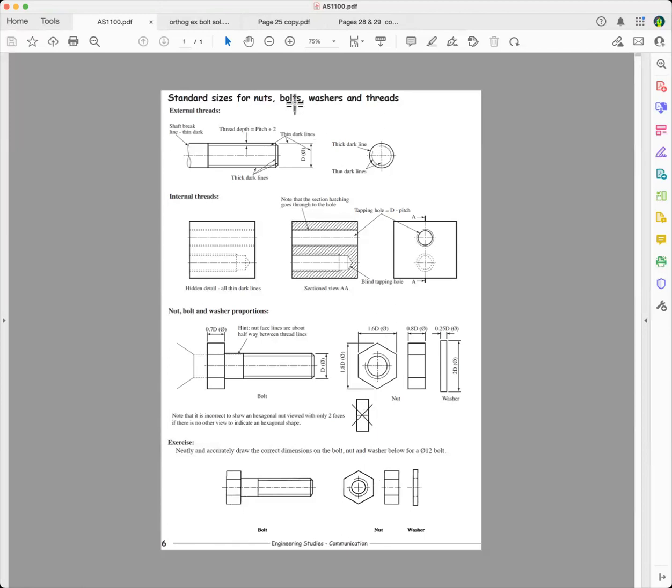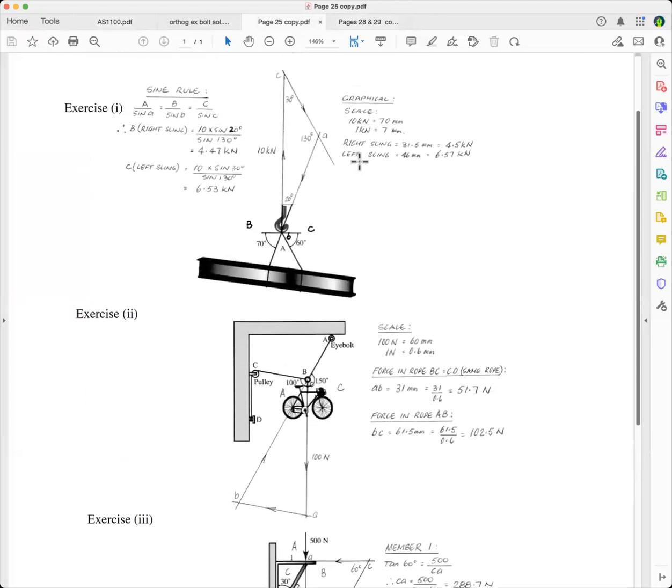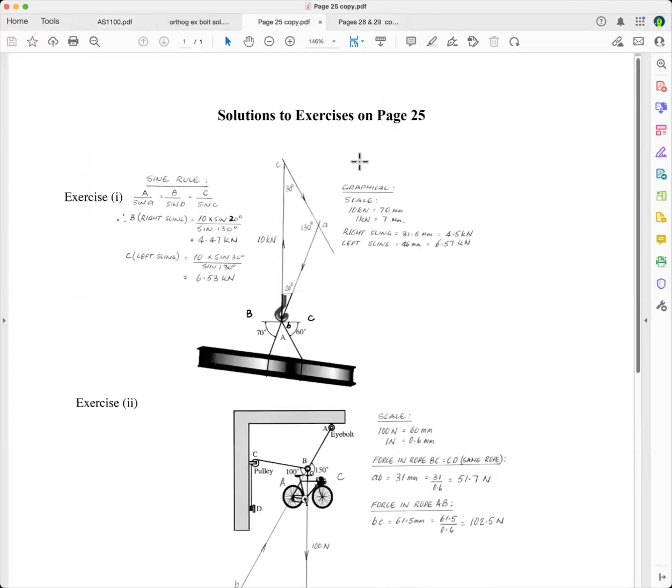Okay, now let's go to these exercises that you asked me to go over. This is the exercise on page 25, and so you've got a universal beam which is being supported on this hook here, and you've got to find the forces in these 2 slings.